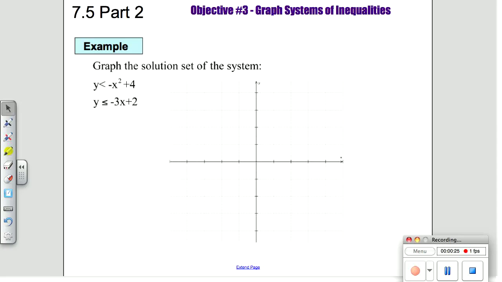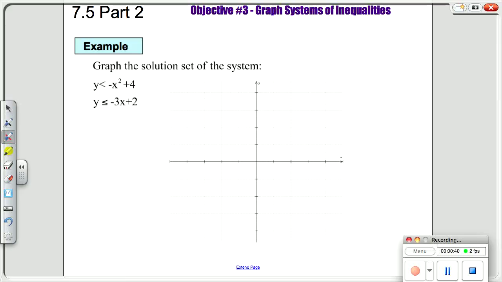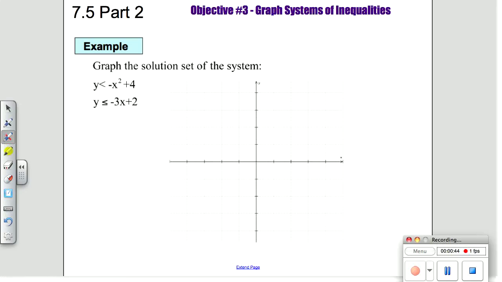The way this is going to work is we're going to graph each inequality separately, and then we're going to see where the shading overlaps, and where the shading overlaps would be our final solution. Now let's look at this first example. The first graph is the one that we ended with yesterday, y is less than negative x squared plus 4. If you remember, that was an upside down parabola that was shifted up 4 units.